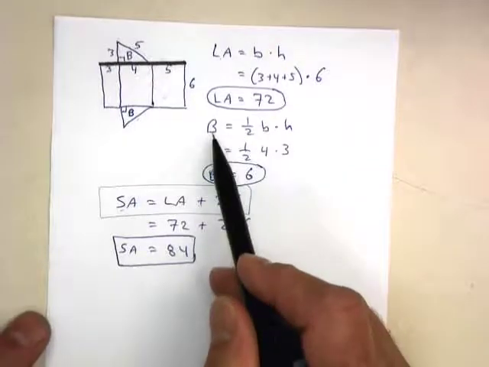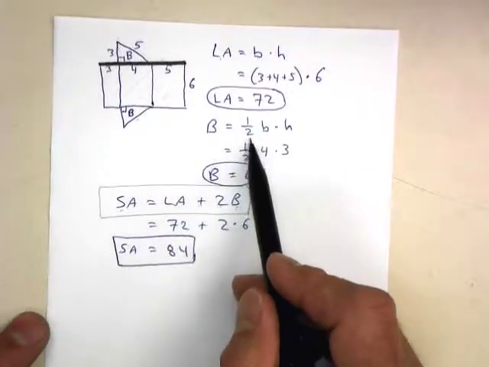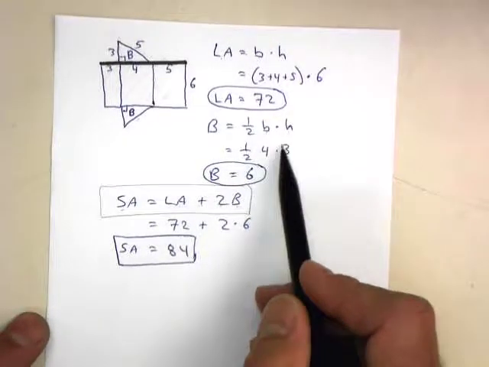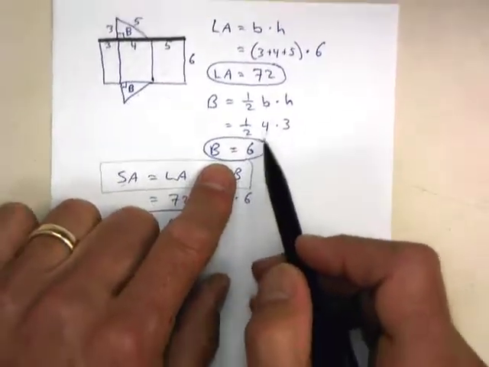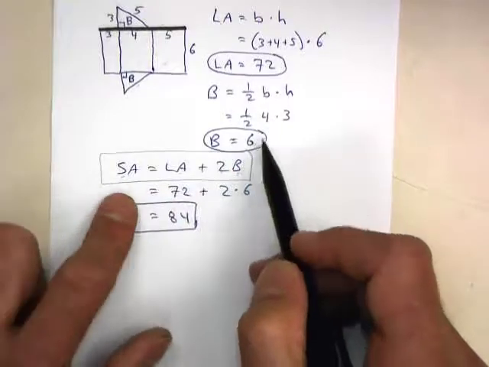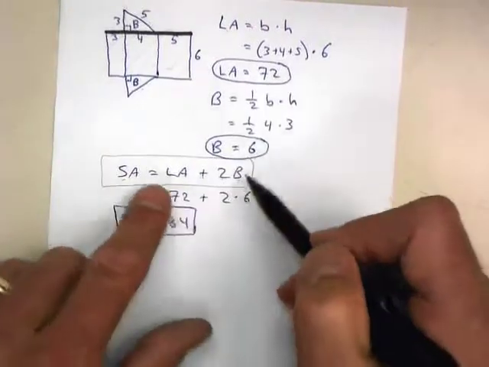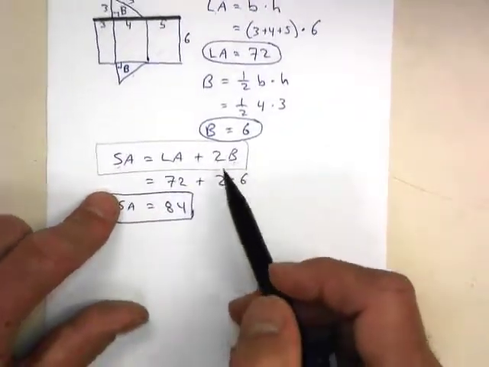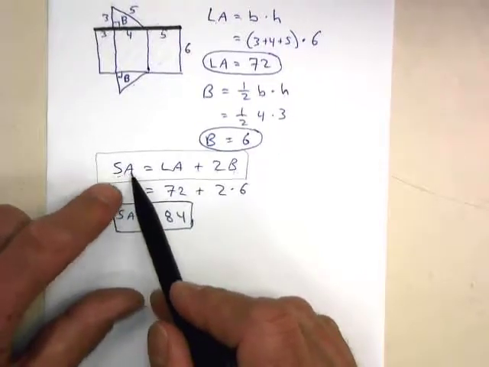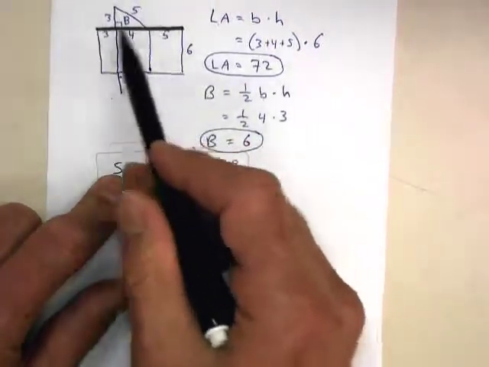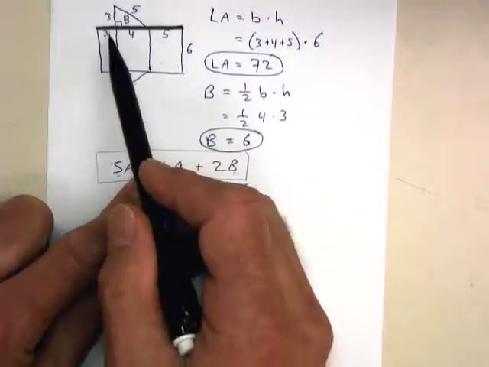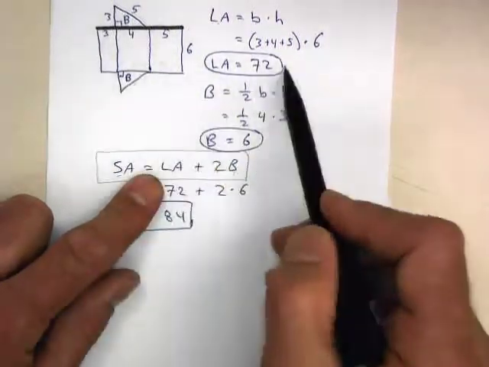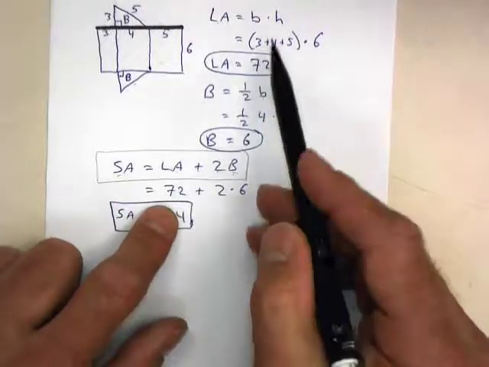As you remember, the area of a triangle is 1/2 base times height. So plugging those numbers in, the area of the base equals 6. So now let's put these pieces into our larger equation, and surface area of this entire triangular prism equals the lateral area. That's the center section here. We found that to be 72 plus 2.